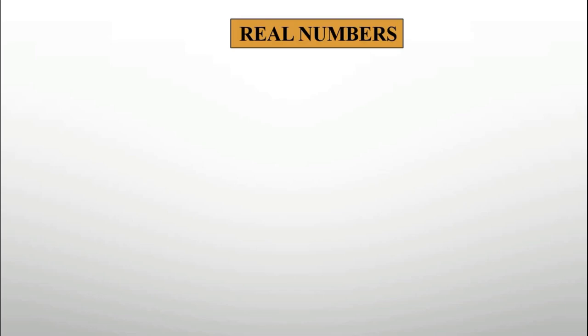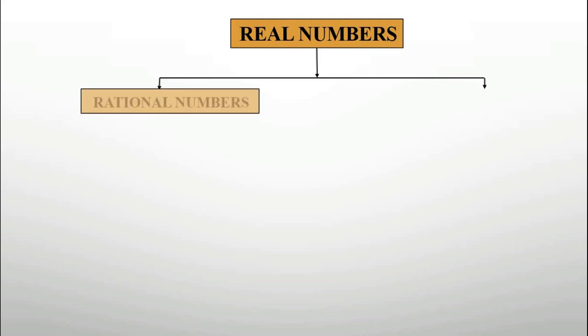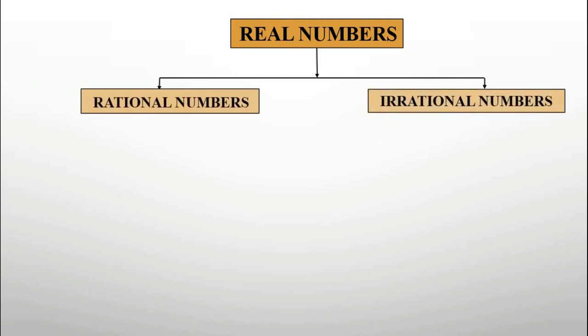In this video, we are going to learn about real numbers, which is chapter 1 of CBSE grade 10. So first, let us understand what are real numbers. Now, real numbers are divided into two parts, and those are the rational numbers and the irrational numbers. Now, let us understand which numbers fall under the rational numbers.